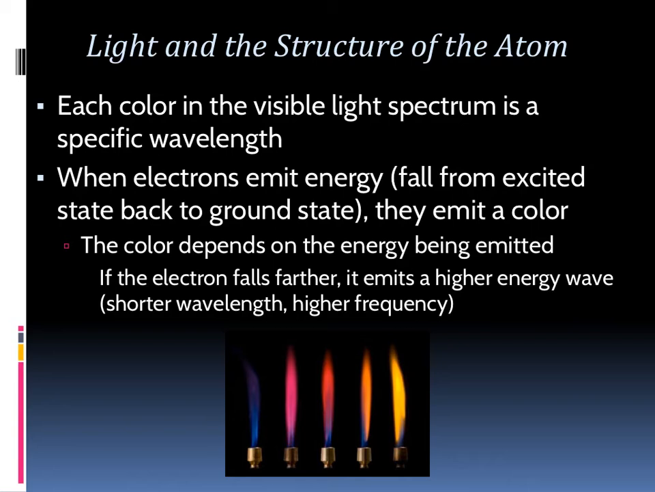When electrons emit energy, they emit it when they're falling back down to their ground state, because remember, if I take that energy in and jump and I go back down, I got to get rid of that energy before I go back to my original state. The color they emit corresponds with the wavelength of light that they are releasing, or the wavelength of energy they're releasing. Higher energy waves are going to give off shorter wavelength, higher frequency light and energy.